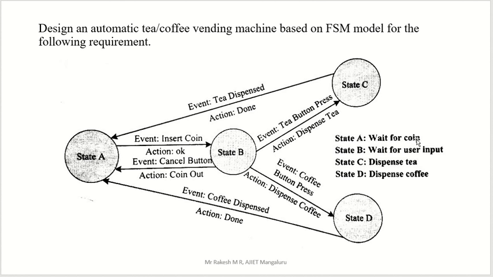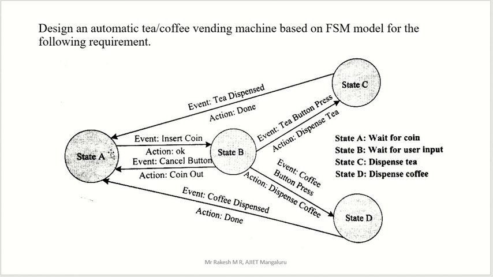First, wait for a coin. That means the machine is waiting for a coin initially. Once you add your coin, it will ask for user input, either tea or coffee. You press your option, then it will give either tea or coffee. So these are the main 4 states in the vending machine. You have to mention state A, state B, state C, state D.